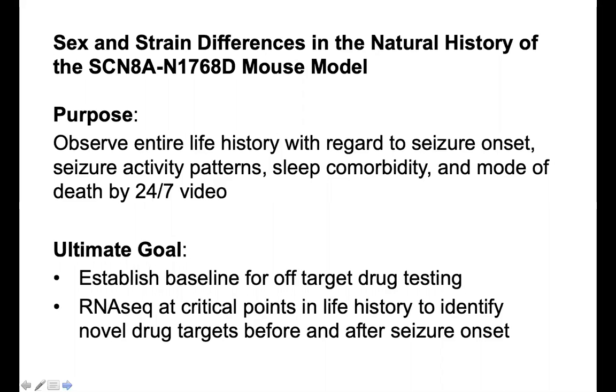Ultimately, we'd like to establish a baseline for off-target drug testing using this baseline of the natural history of the untreated mouse. And we would also like to define critical points in the life history in order to intervene and take the hippocampus and sequence RNA transcripts, do pathway analysis, and identify novel drug targets before and after seizure onset.